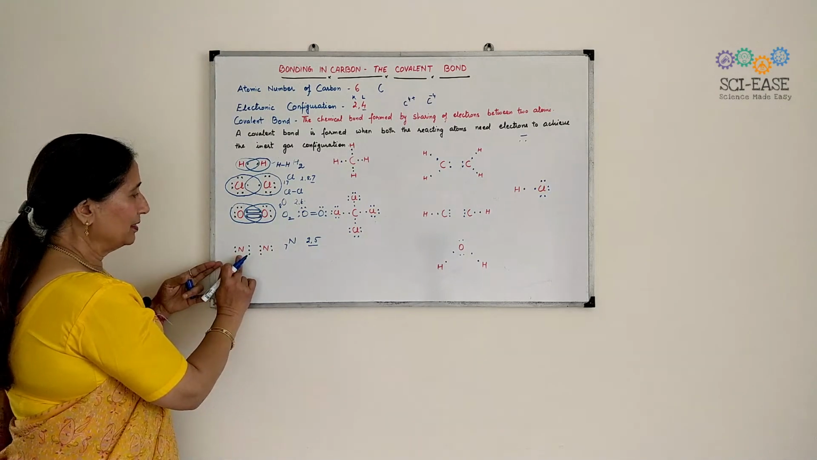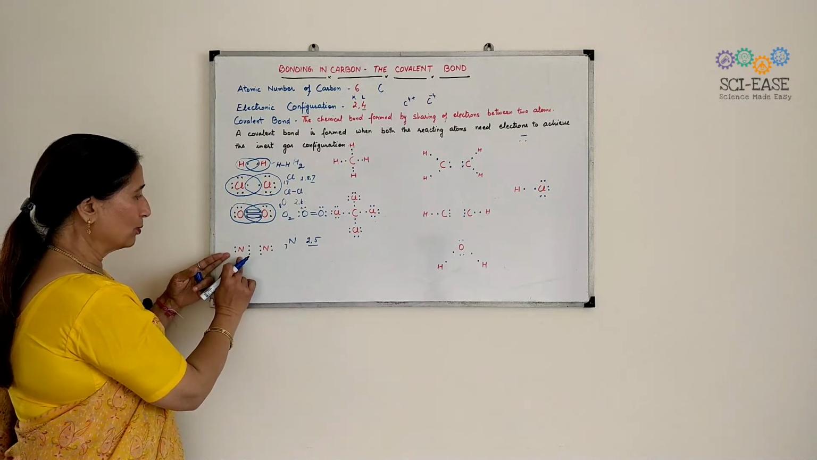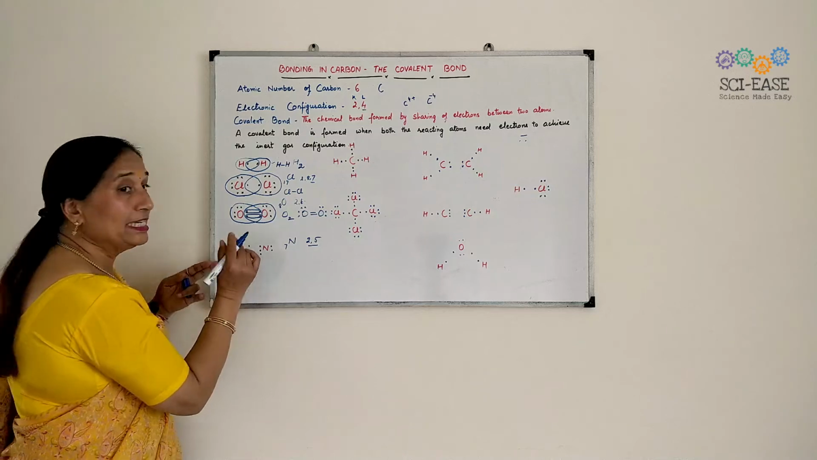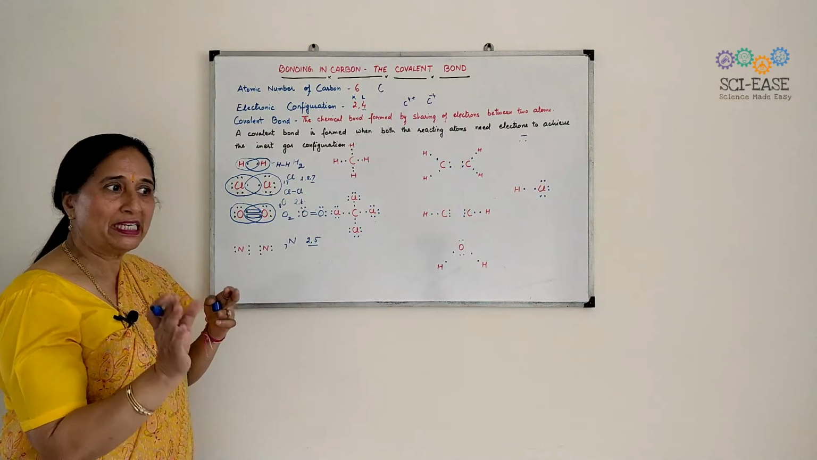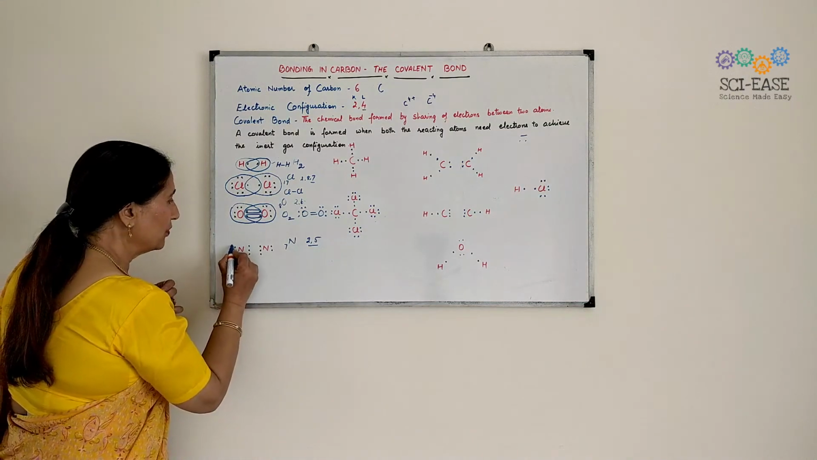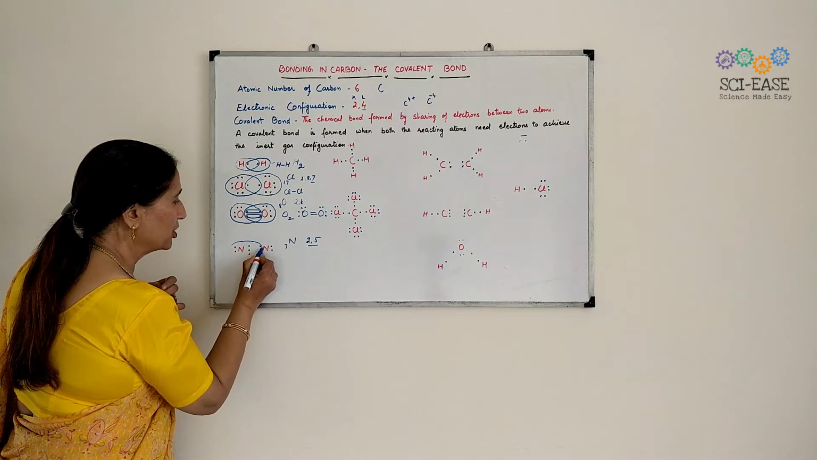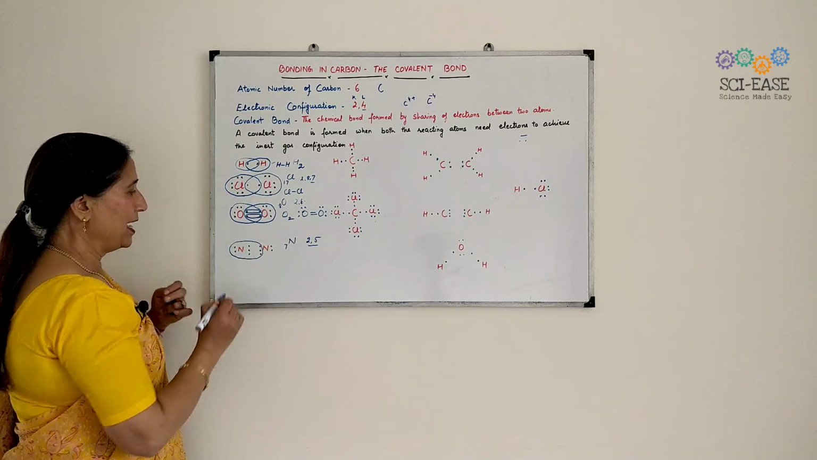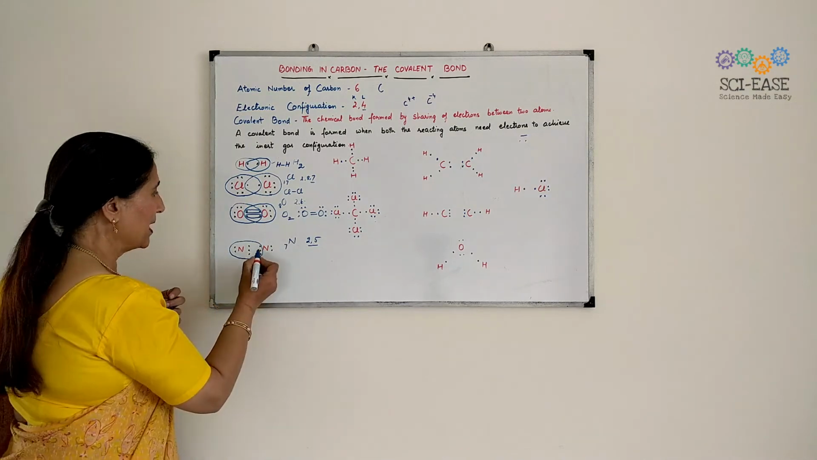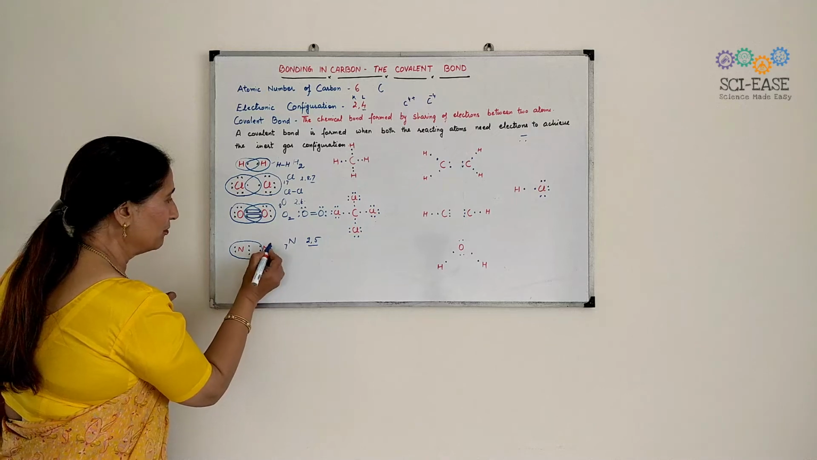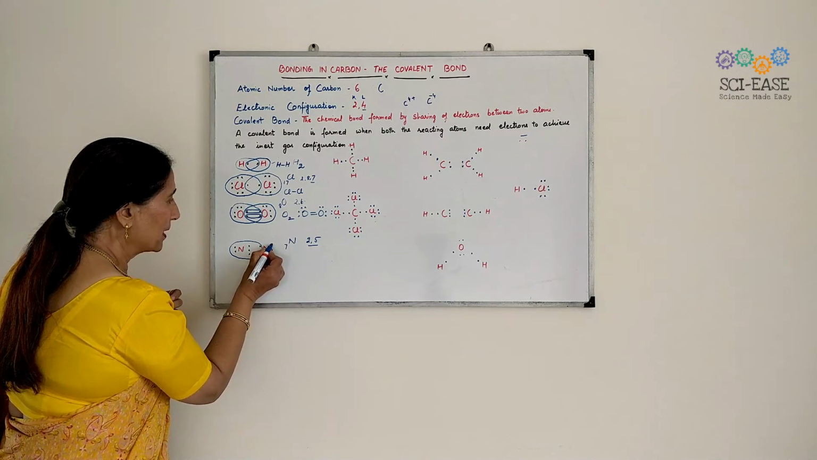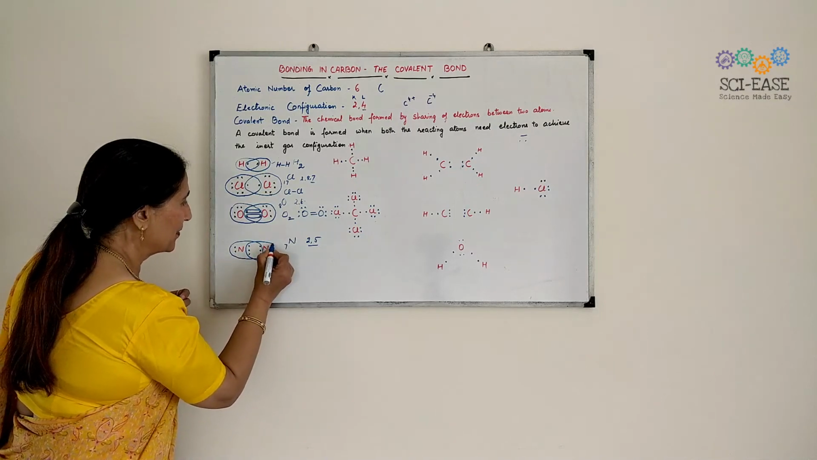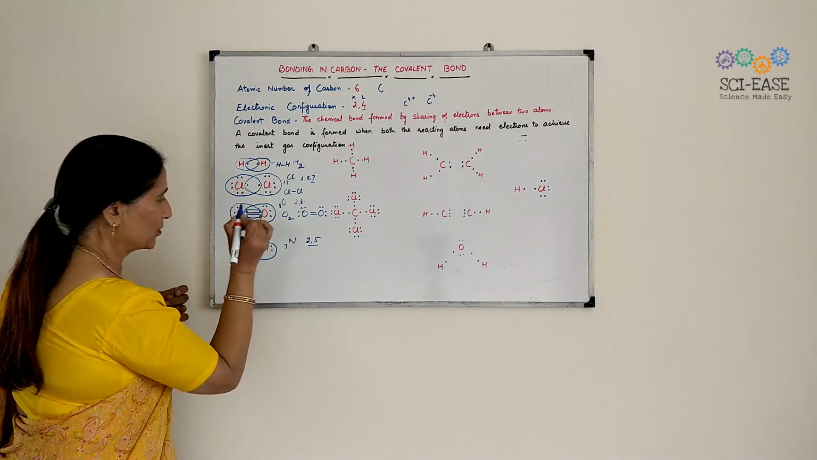So nitrogen has 5 electrons in the outermost shell, and it needs 3 more electrons to complete its octet. So this nitrogen will share 3 electrons of the other nitrogen atom, and its octet is complete. In the same way, the other nitrogen will share 3 electrons of this nitrogen atom, and its octet is also complete.